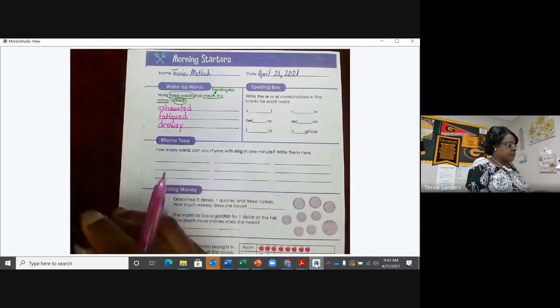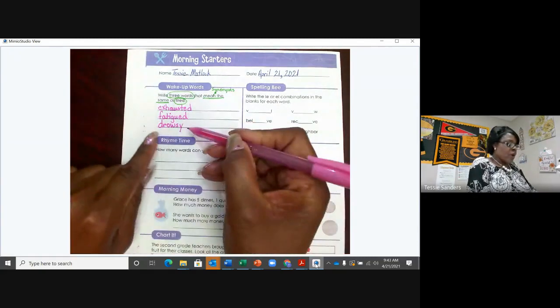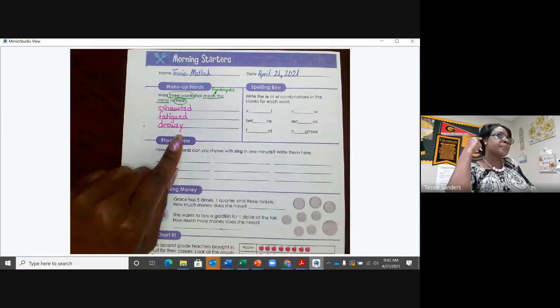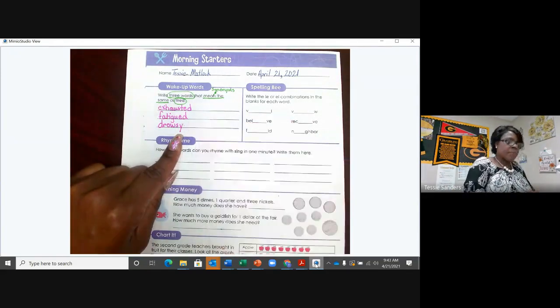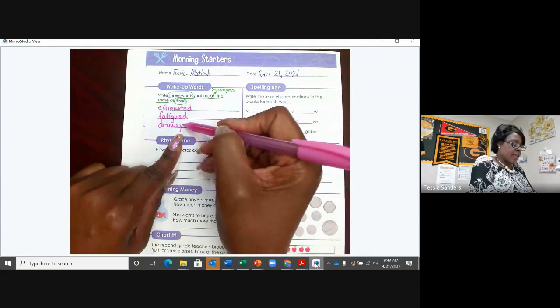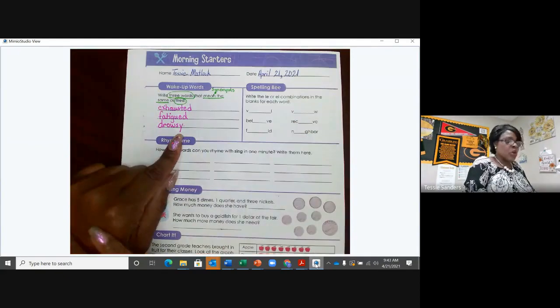D-R-O-W-S-Y. Drowsy. What is that word? Drowsy. Look at the lowercase y. Head sits on the line. Tail goes below the line.